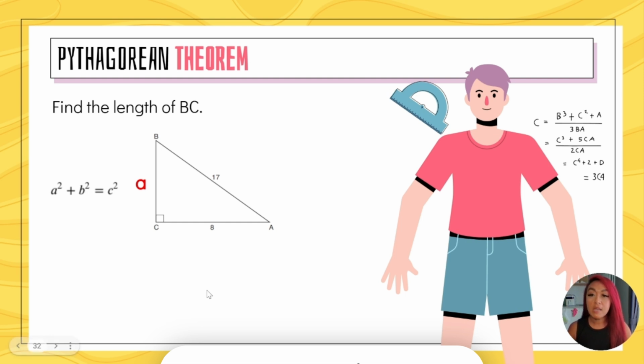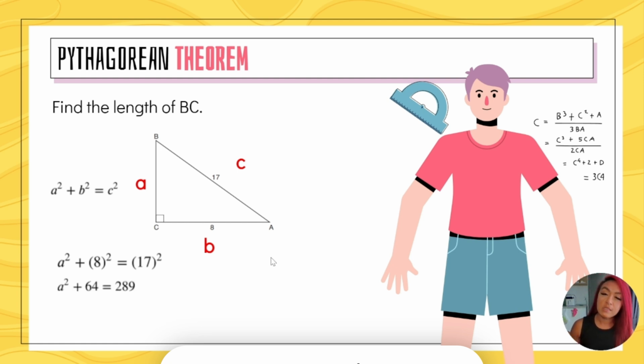So let's label side BC as A, side CA as B, and side BA as C. And we'll just substitute into the Pythagorean theorem. So a squared, a is what we're looking for, right? A squared plus 8 squared equals 17 squared. Then we'll simplify. A squared plus 64 equals 289.